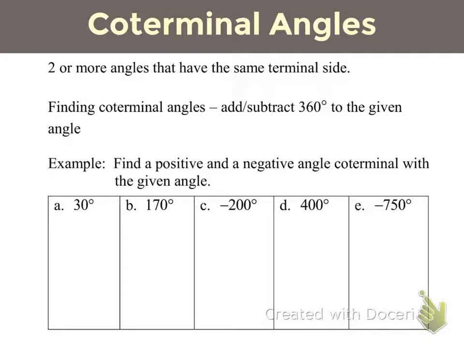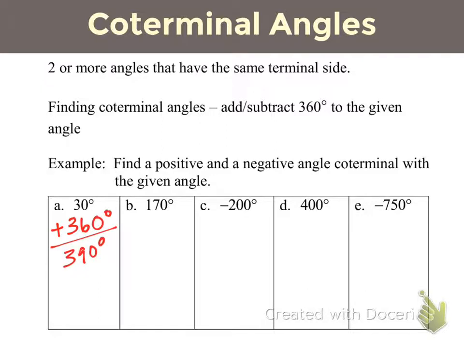So two or more angles have the same terminal side. We're going to either add, and we can also subtract, 360 degrees to get to negative angles. So once again, just take 30, and if we add 360, we will land in that same position, at 390.